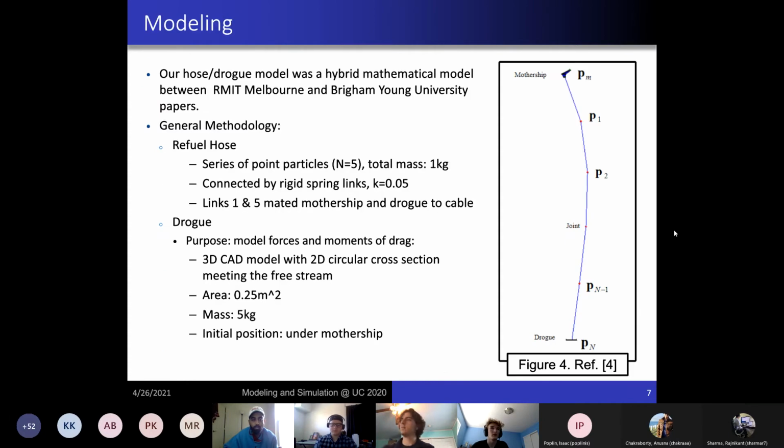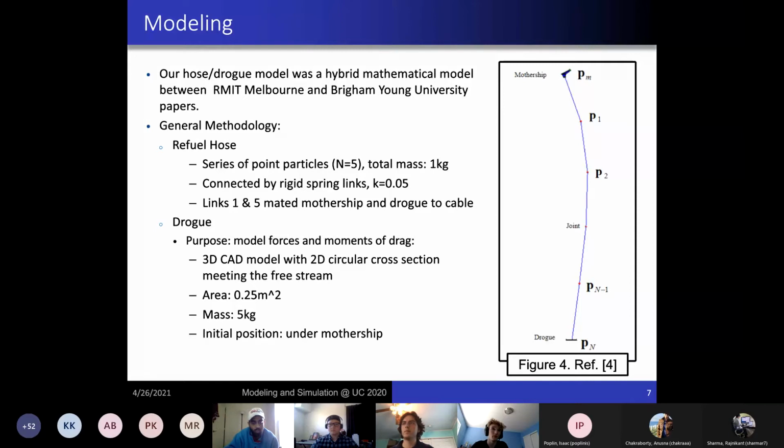As far as the modeling goes, the general methodology is that you have a refueling hose, which is modeled as a series of point particles. We chose n equals 5. If you choose a number bigger than that, it gets more realistic, but the simulation definitely starts to lag a little bit. We went with a total mass of 1 kilogram. Each of these point masses is connected by a massless rigid spring link with a spring constant of about 0.05. Links 1 and 5 up here at the top are mated with the mothership and the drogue, respectively.